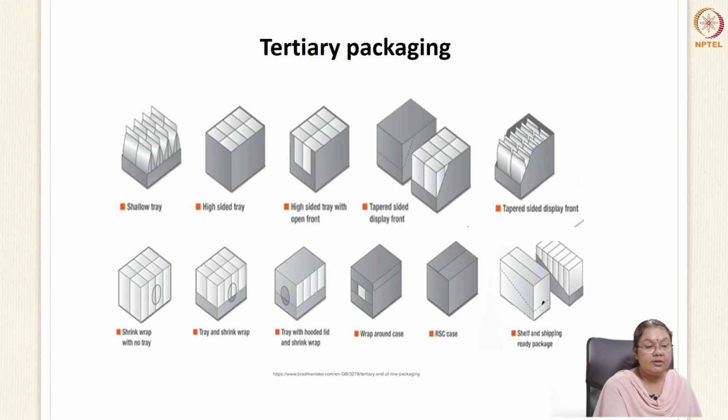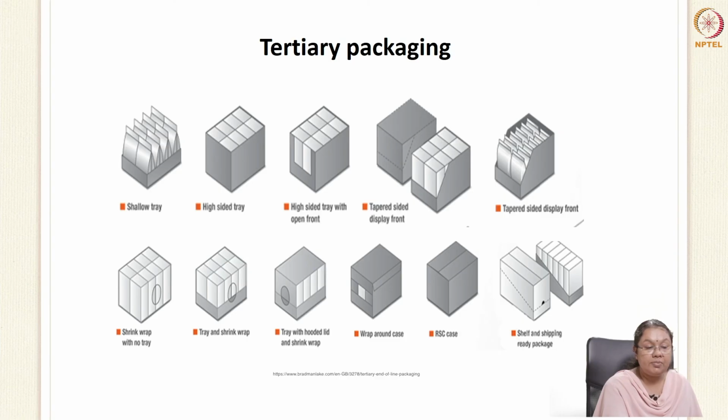And these are some other types of tertiary packages. We have shallow tray, then high-sided tray. You have noticed the Maggi soups, the Knorr soups which are kept on the shelves, they are kept in this kind of shallow trays. And we have tapered sided display front. We have shelf and shipping ready package. This comes during transportation. When Blue Dart comes for courier, they bring such kind of boxes.